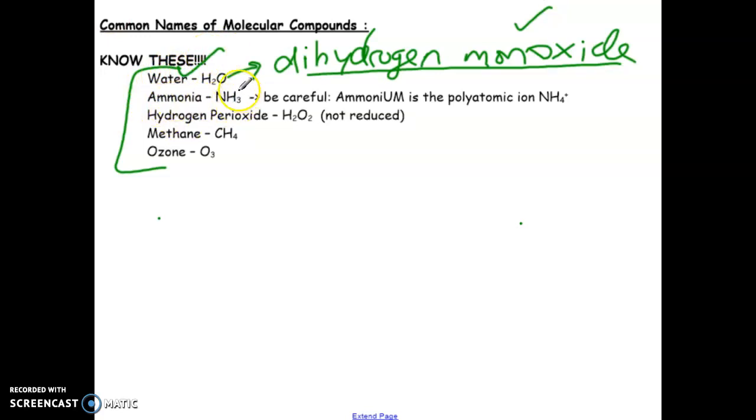Same thing with ammonia. Ammonia is NH3. So technically that's nitrogen trihydride. But be careful, I'm not talking about the polyatomic ion ammonium. This is ammonia. Hydrogen peroxide is another one where it goes by a common name. Remember, this does not reduce down. It's dihydrogen dioxide here, right? Methane. Methane is carbon tetrahydride, but we're going to also refer to it as methane. And then ozone is also trioxygen. But these ones here, I do expect you to know.